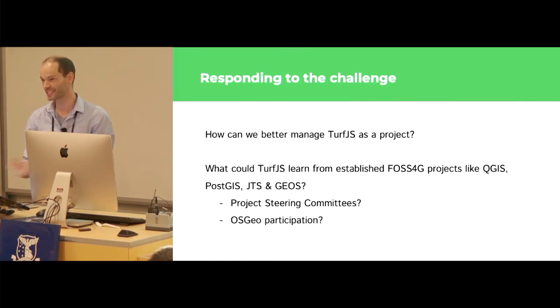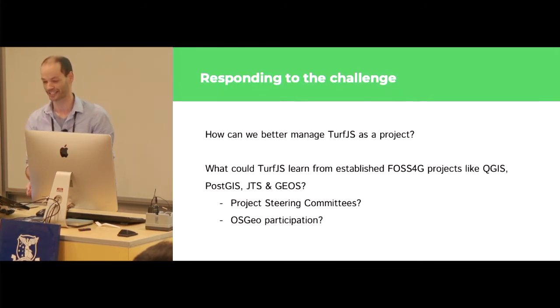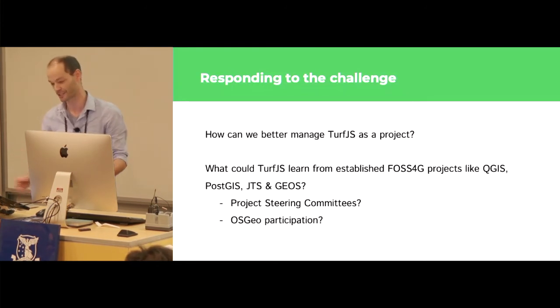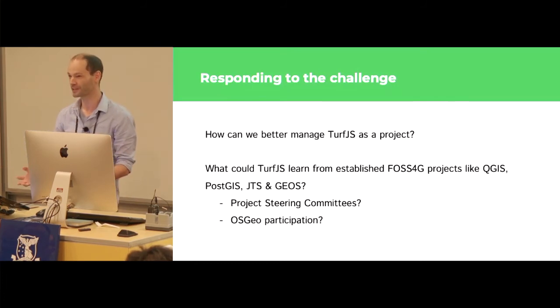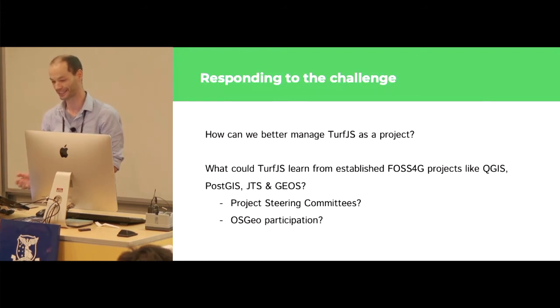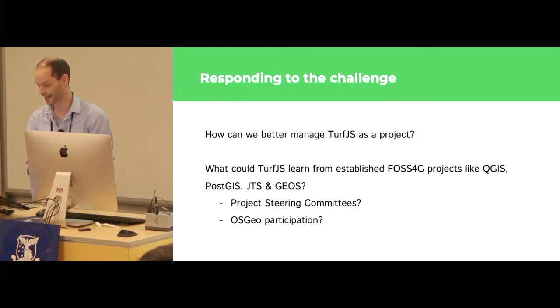One of the things I'm most excited to be at FOSS4G about is thinking through how we can better manage TURF.js as a project. There are all these other established FOSS4G projects, QGIS, PostGIS, JSTS, JTS. So what are some of the things that we can pick up about how we manage a software project better? Is it things like a project steering committee? Would OSGeo participation be beneficial? There's lots of options that we need to learn from, I think.